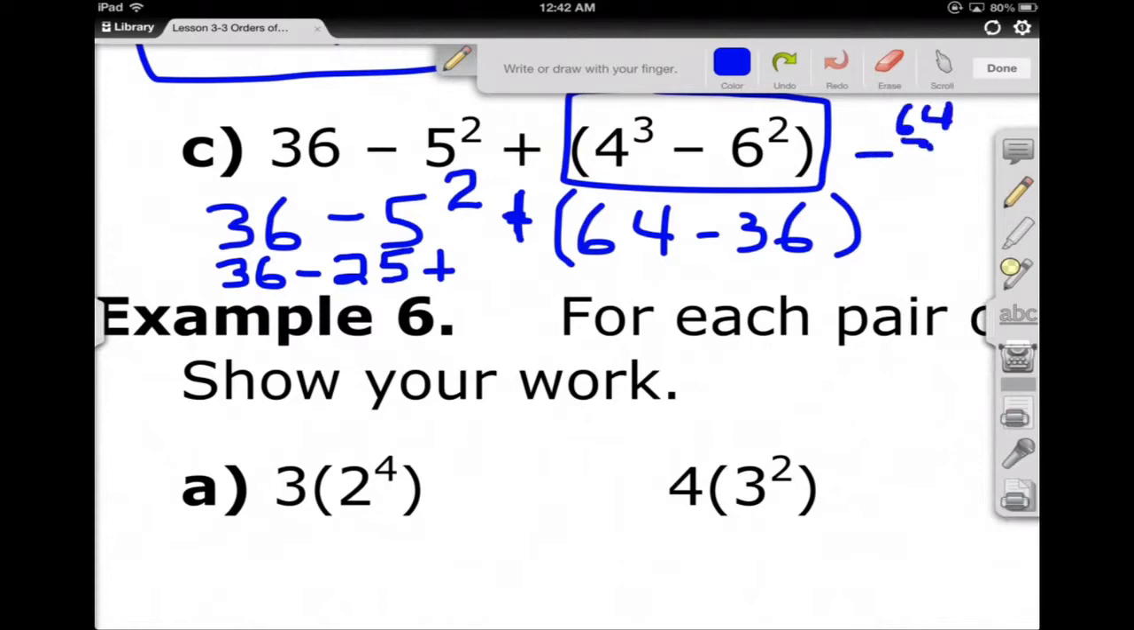Oops. $28. And that right there is your final line. That's all you have to solve for.